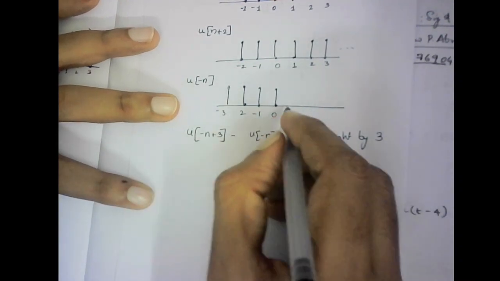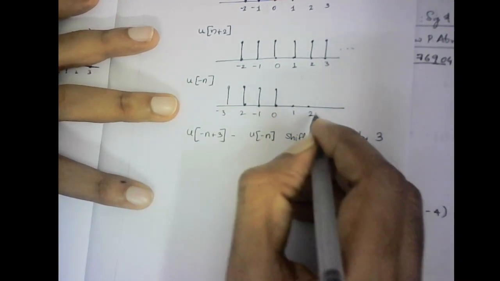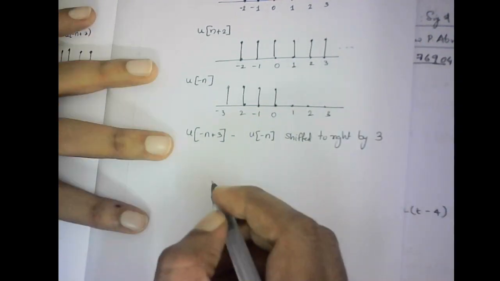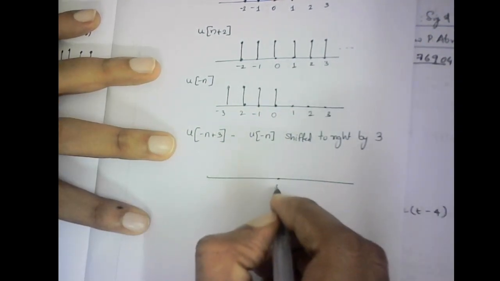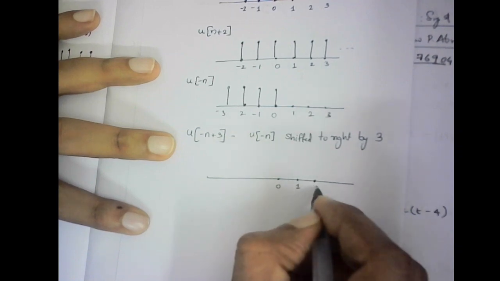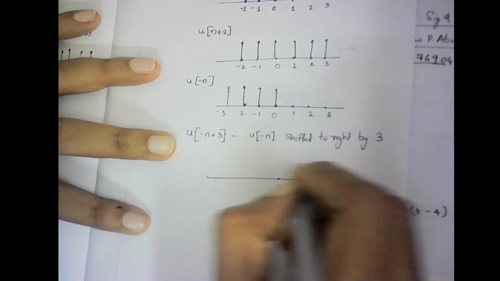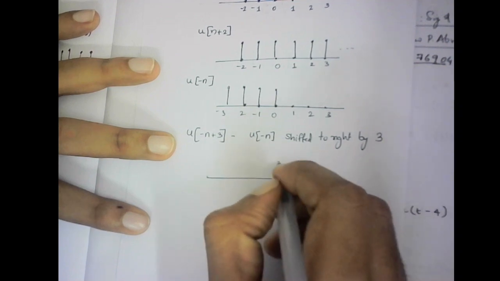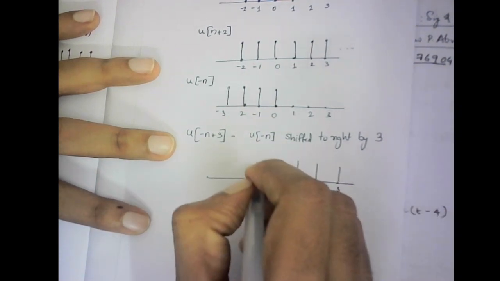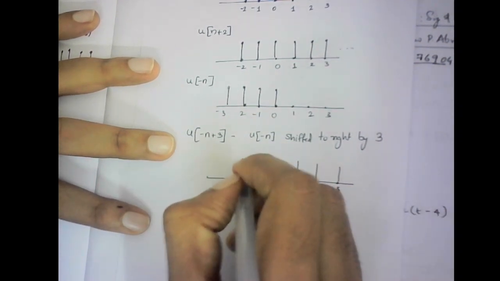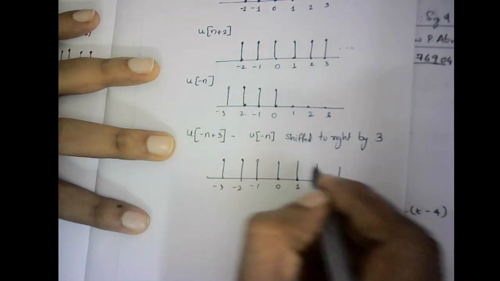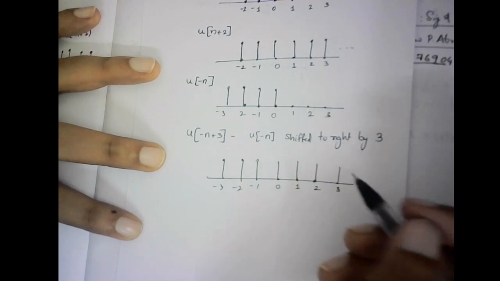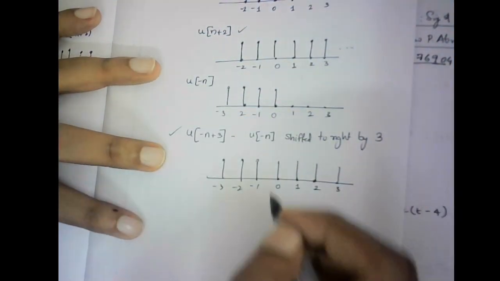So if this is u of minus n, what will be u of minus n plus 3? If you shift this to the right by 3, you can see that this will be u of minus n plus 3. Okay, so now we need to multiply this with this, right?